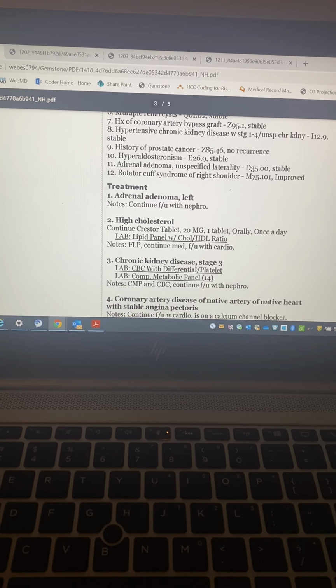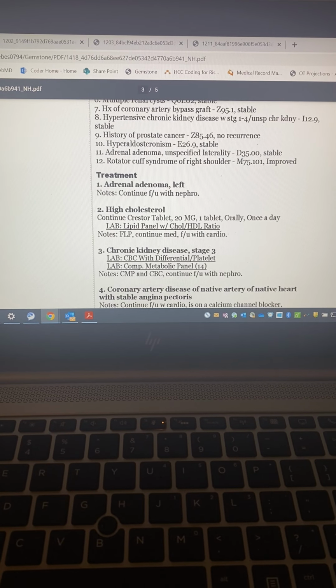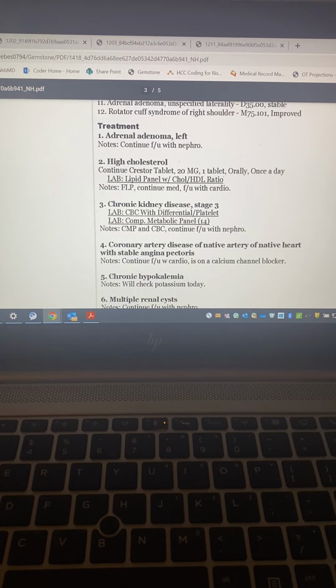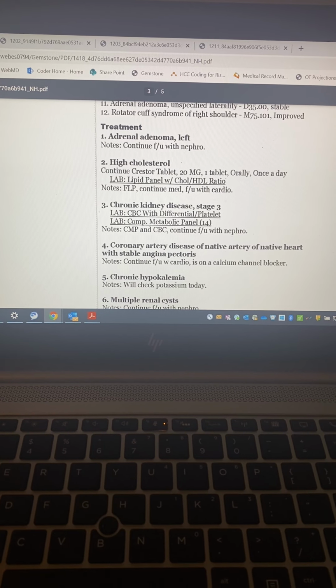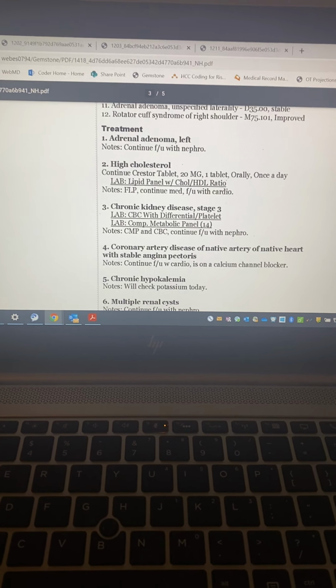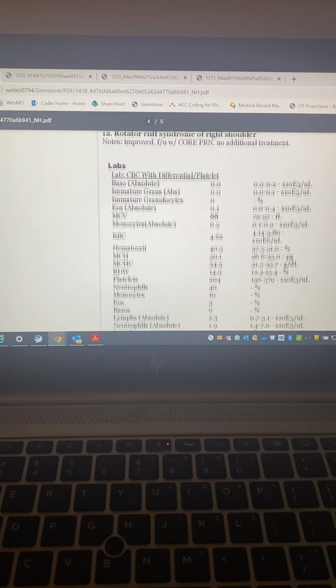Here's the treatment. Under the treatment, it's going to tell you the things that they assessed, and it's going to give the treatment options. If the doctor wants you to start medicines, stop medicines, or continue medicines, if they want you to come back for labs, if they want to order a diagnostic test for you, anything that they assess under the treatment plan, they're going to put down the plan for you as far as how they're going to treat your issues. As you can see, long chart, still going.